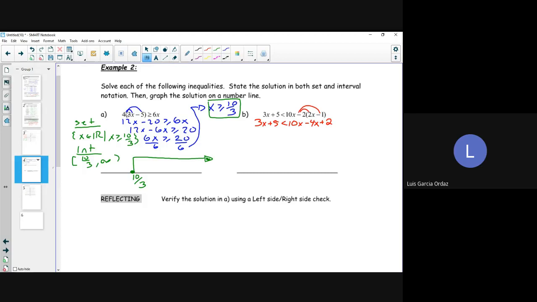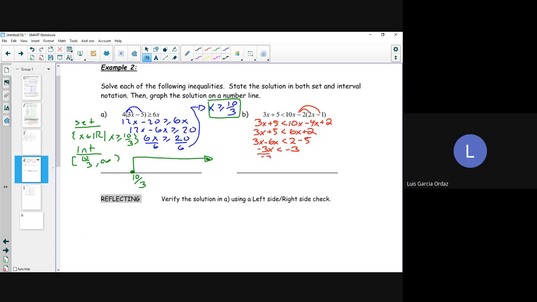Okay? So we can collect our like terms on the right side. So it just becomes 3x plus 5 is less than 6x plus 2. Okay? So let's just move all the variables over to the left side and the constants to the right side, because I want you guys to have an example of dividing by a negative number. So we're going to get 3x minus 6x is less than 2 minus 5. So 3x minus 6x gives us negative 3x is less than negative 3.